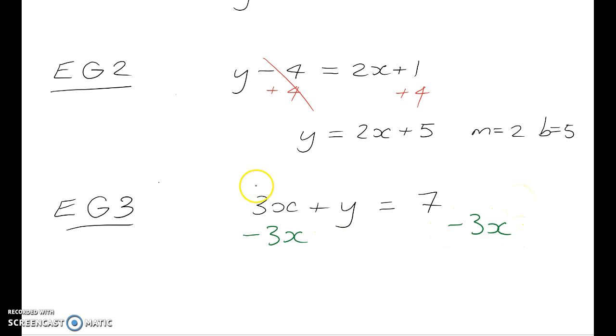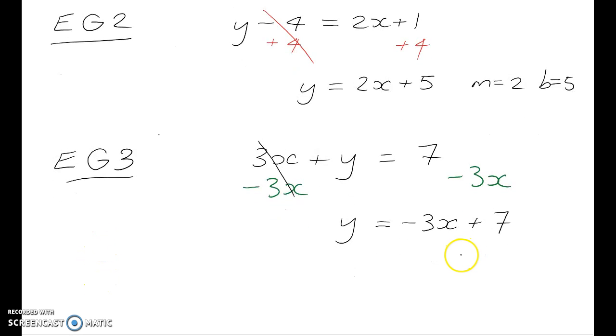So good, that's gone. I'm left with just y equals, now you can't take x's off numbers, so you can't go 7 minus 3x and think it's 4x because it's not. It's not 7x, it's just 7. So I can't do anything about that. You don't put things together unless they're in the same family. And x's and numbers aren't in the same family, so I've just written them separately. So look at that, m equals minus 3 and b equals 7.